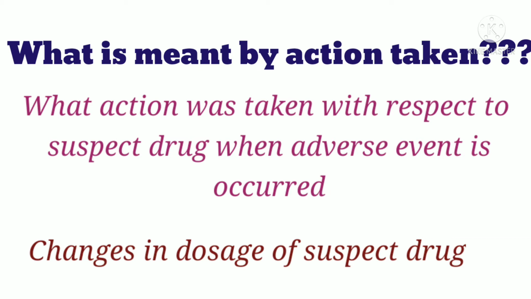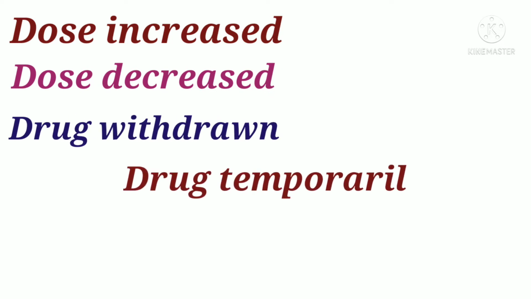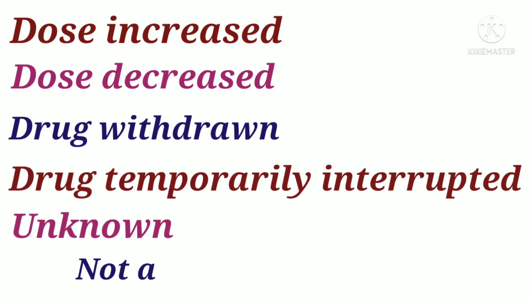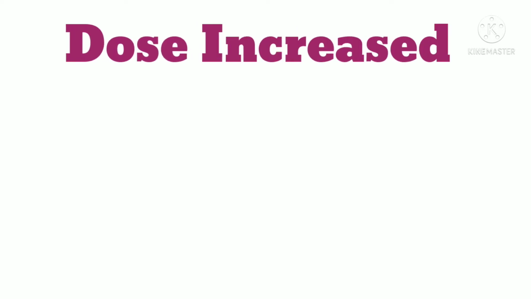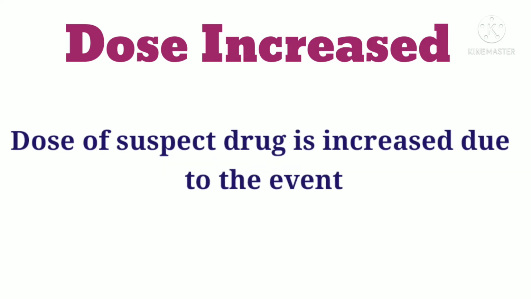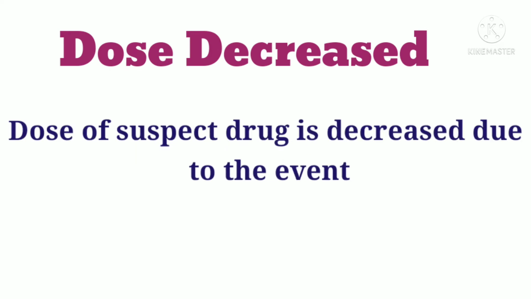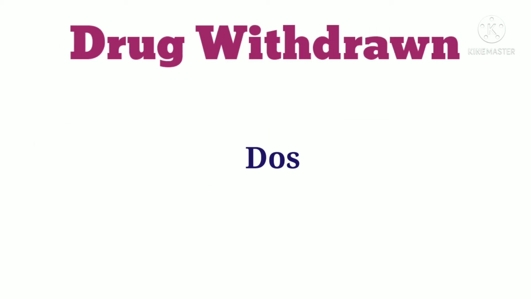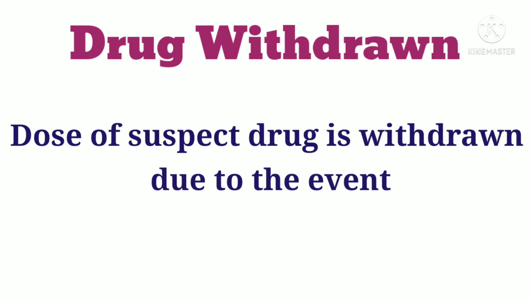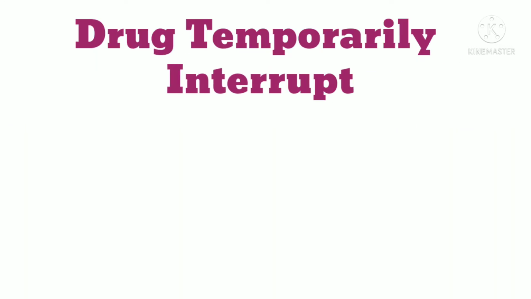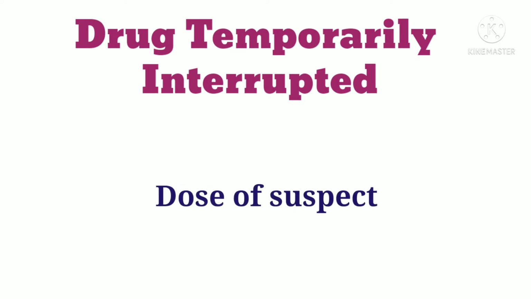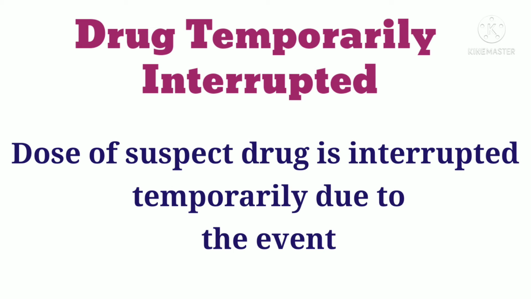Action taken can be categorized as dose increase, dose decrease, drug withdrawal, drug temporarily interrupted, unknown or not applicable. Action taken is dose increase if the dose of a suspect drug is increased due to the event. Action taken is dose decrease if the dose of a suspect drug is decreased due to the event. Action taken is considered drug withdrawal if the drug is withdrawn due to the event. Action taken is drug temporarily interrupted if the suspect drug is temporarily interrupted due to the event.